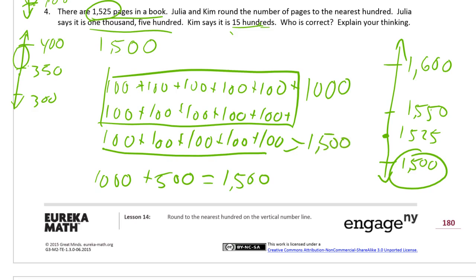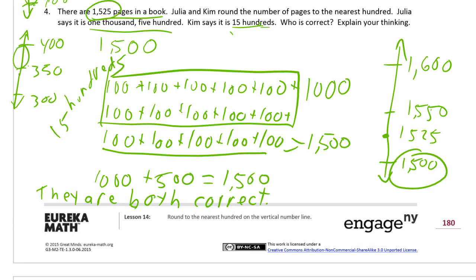So they're both correct. It's the same number. I'll just label this 15. They are both correct. And we'll say fifteen hundreds equals 1,500.